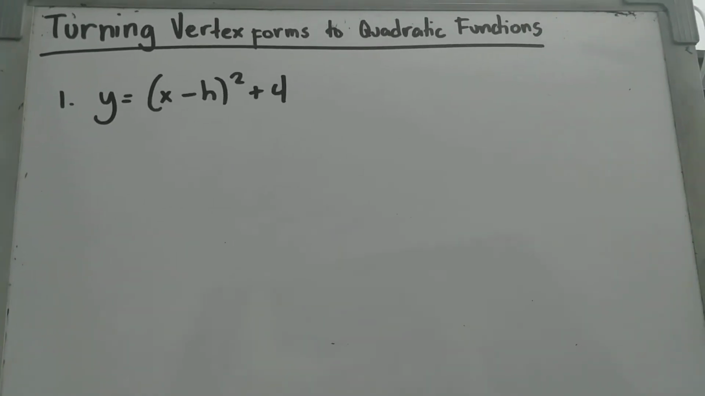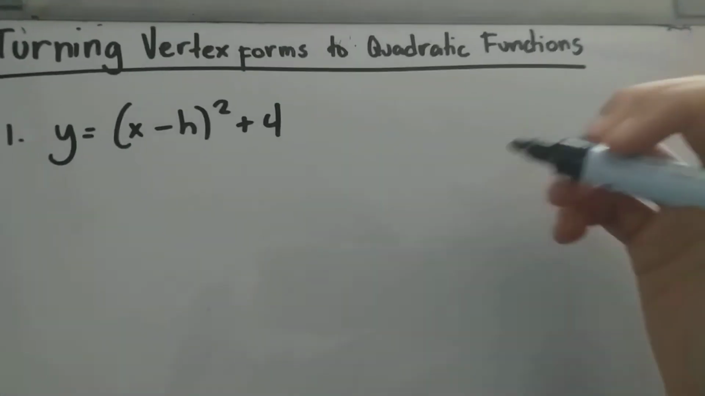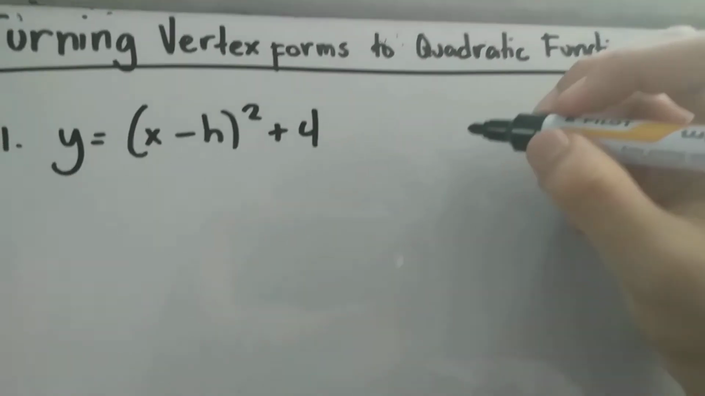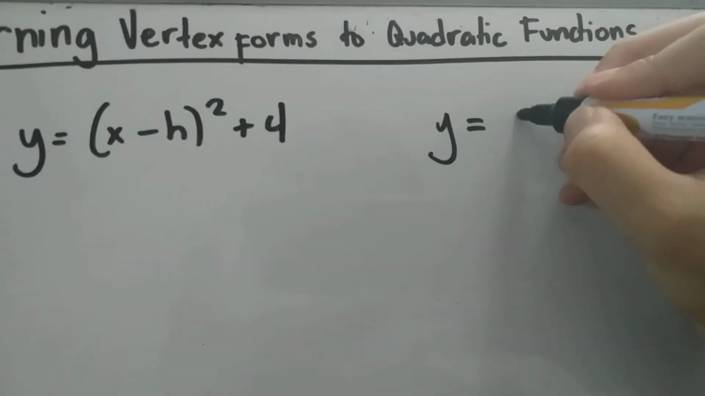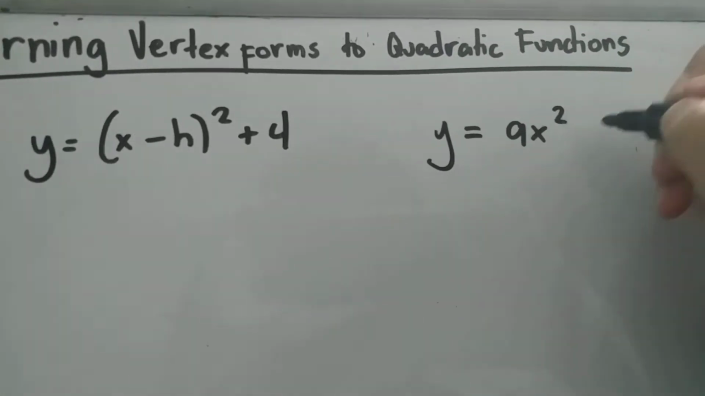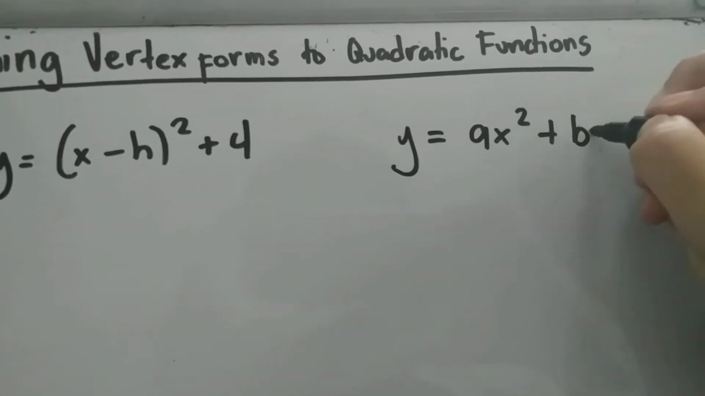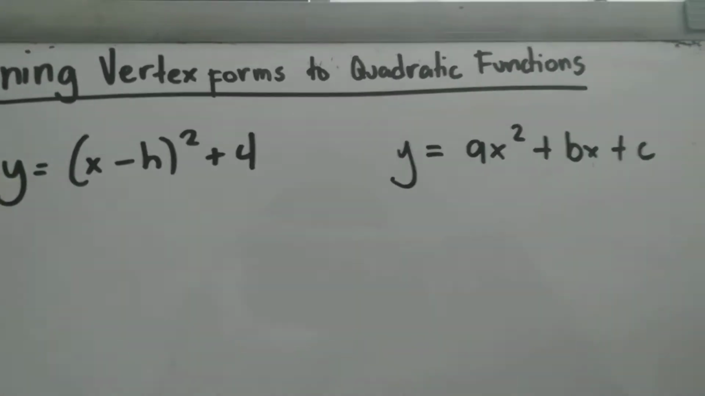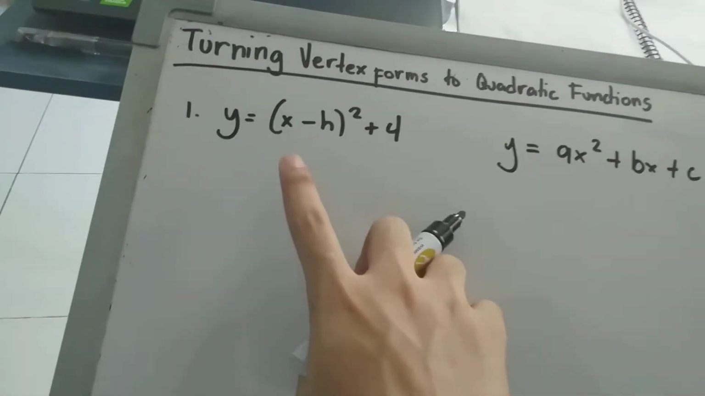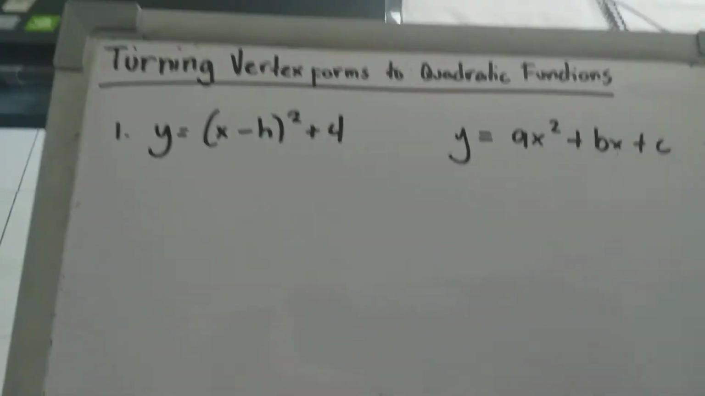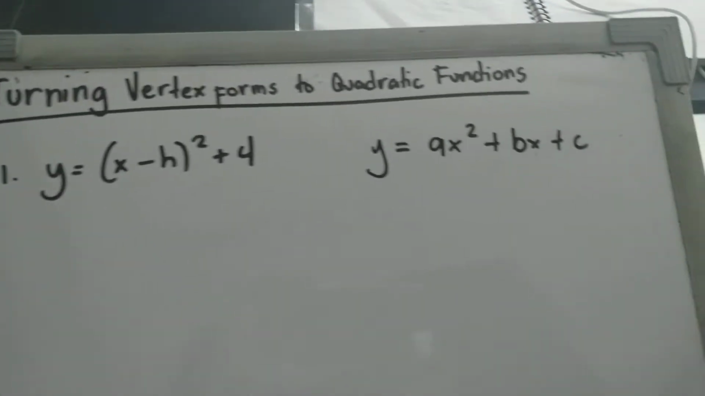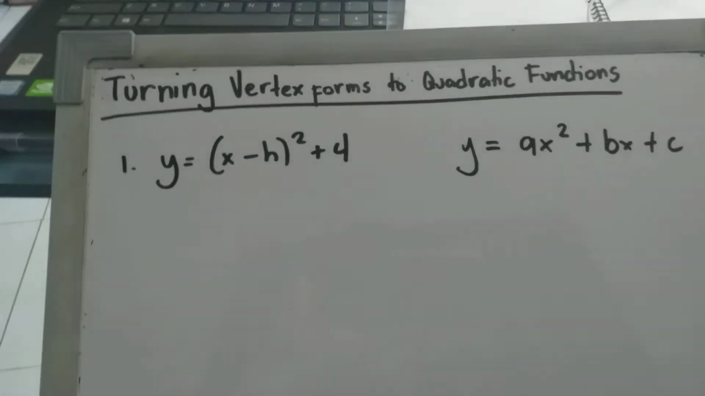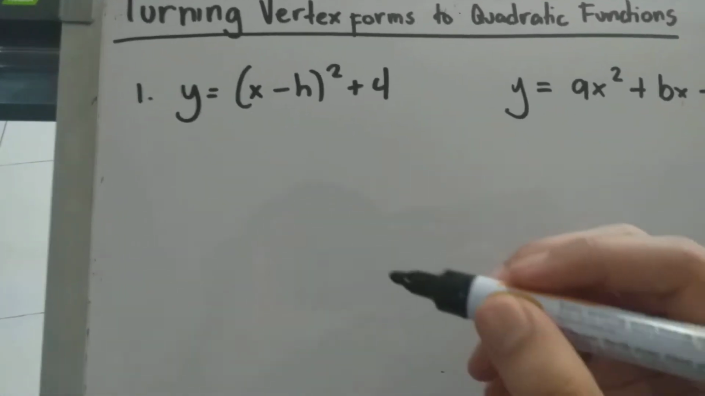To do that, let's first remember what the standard form of a quadratic equation is. The standard form is ax squared plus bx plus c. So we're going to turn this thing into something like this. I just wanted to write it so you'll know what it should look like in the end. So we're going to do the first step.